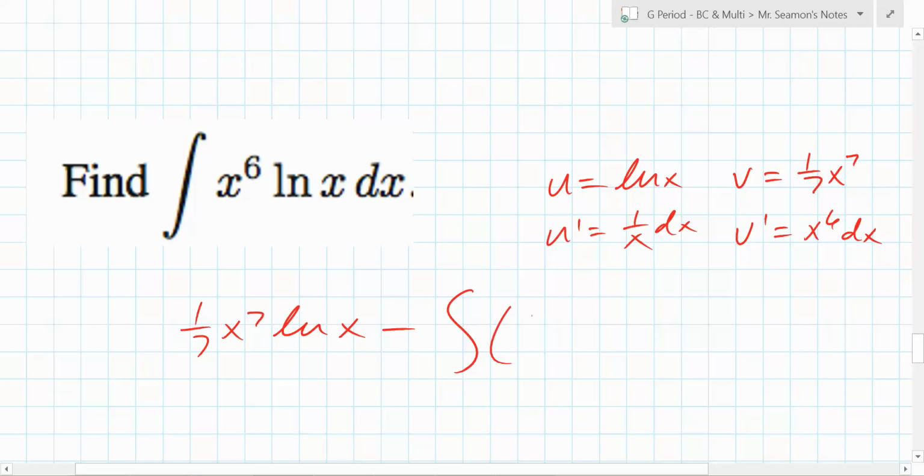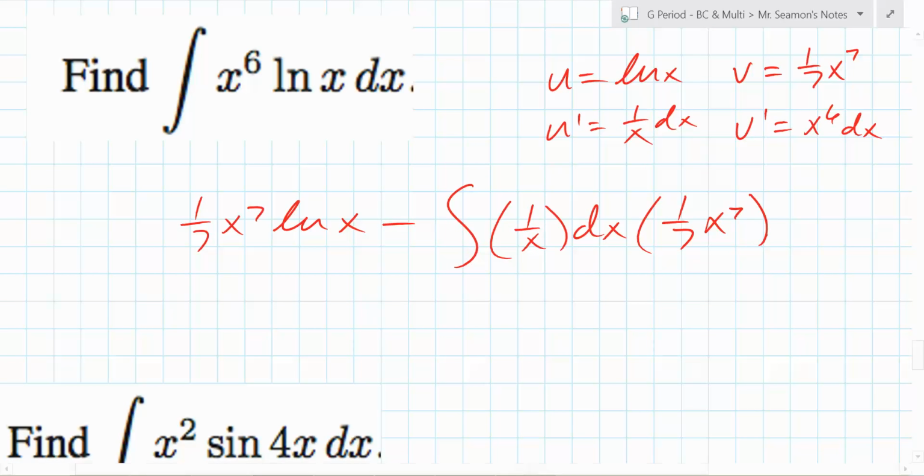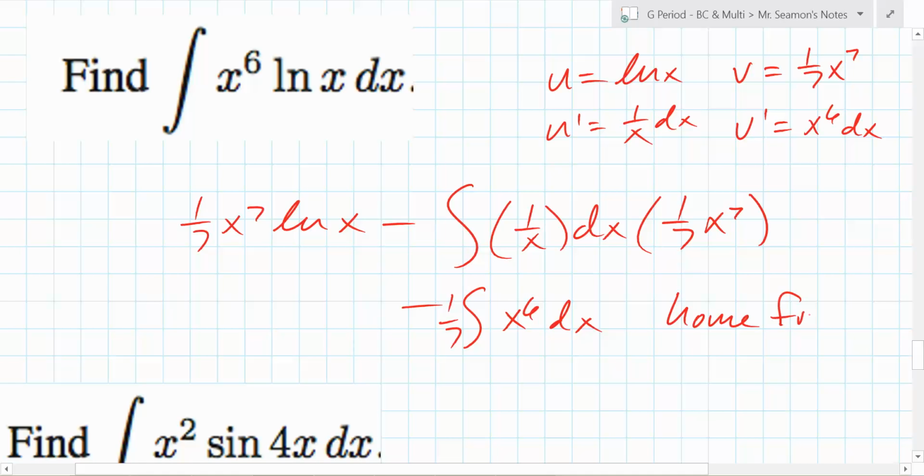What was u prime v? 1 over x dx times 1/7 x to the 7th. Does that actually help us out? Well, what's 1 over x times 1/7 x to the 7th? Yeah, it's going to be 1/7 x to the 6th dx. And now are you home free? Does everybody know what that means? Are you 99% done at this point?